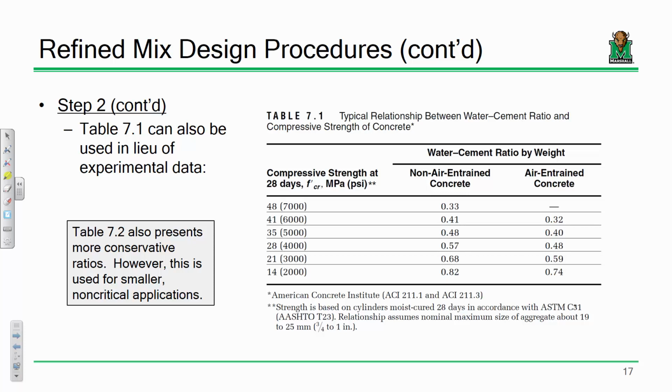So if you go to Table 7.1 in your textbook, Table 7.1 can be used in lieu of experimental data. Now, anybody who opens their textbook is going to see Table 7.2, and they're going to go, well, what's going on with Table 7.2? I'm going to get to that here in a second.